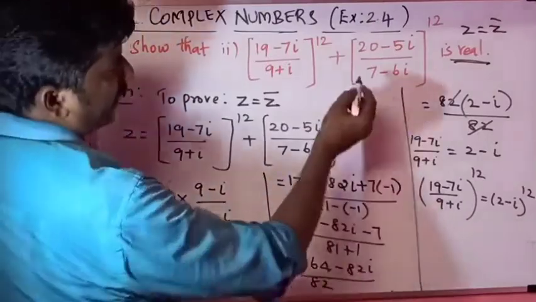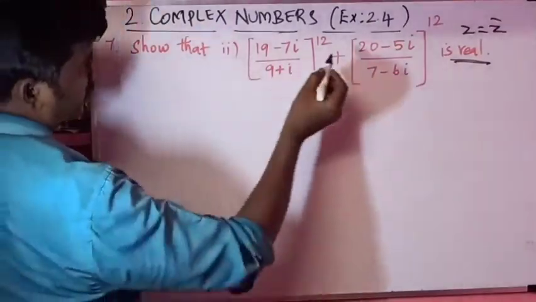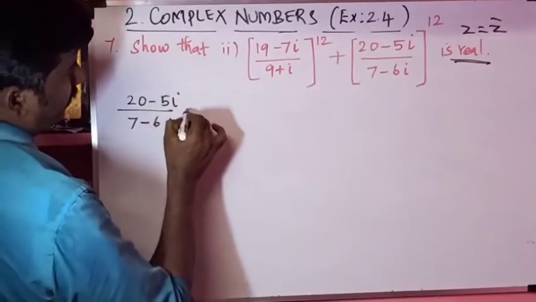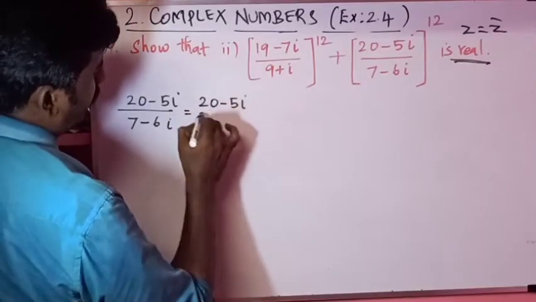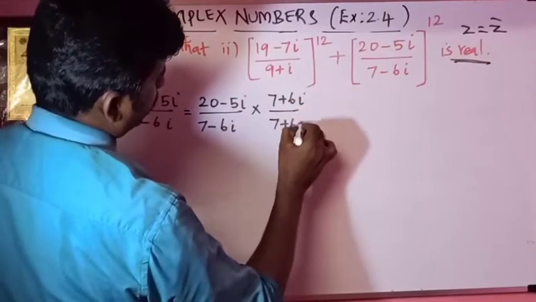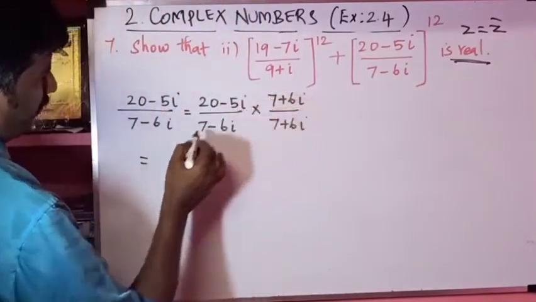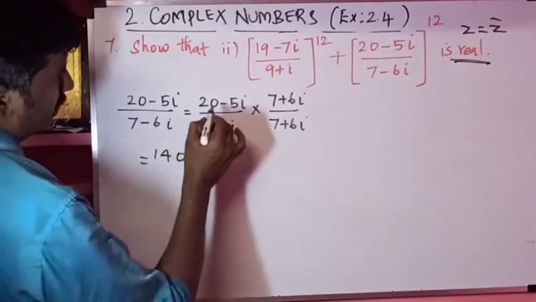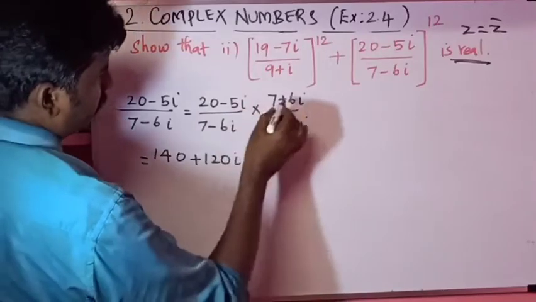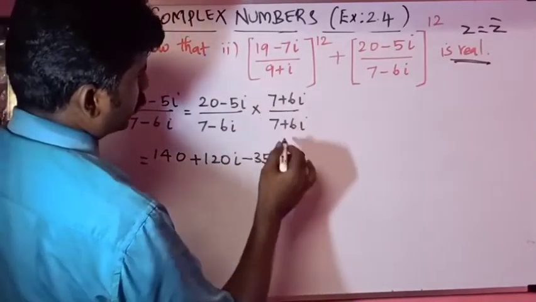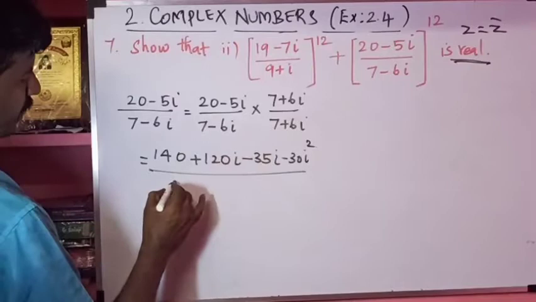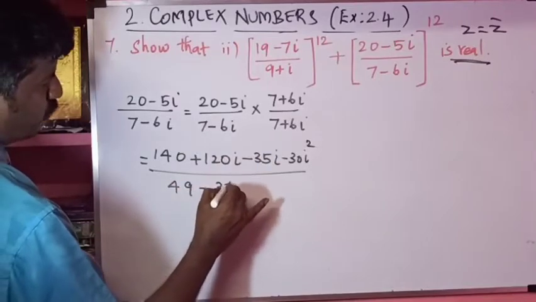Next, what should we do? We should simplify this number. So next, the 20 minus 5i by 7 minus 6i. This can be written as 20 minus 5i by 7 minus 6i into 7 plus 6i by 7 plus 6i. So which is equal to 20 into 7, this is the 140, right? This is 20 into 6, this is plus 120i. This is minus 35i. Minus into plus, minus 30i square. That divided by a minus b, a plus b, the a square minus b square, right?